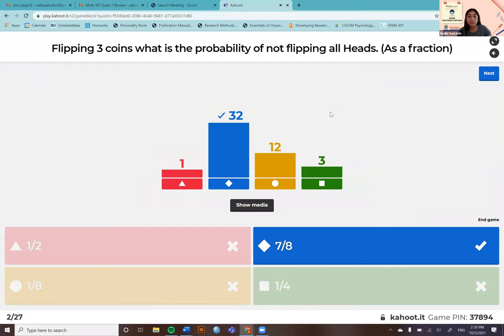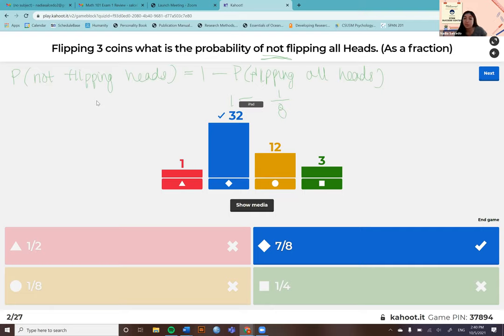All right, since we did get some other answers, I'll go over it. What is the probability of not flipping all heads? When we see the word not, we automatically think non-occurrence formula. So the probability of not flipping all heads is going to equal 1 minus the probability of flipping all heads. In the last problem we found the probability of flipping three heads was 1 out of 8. So we plug that in here, 1 out of 8, and subtract it from 1.